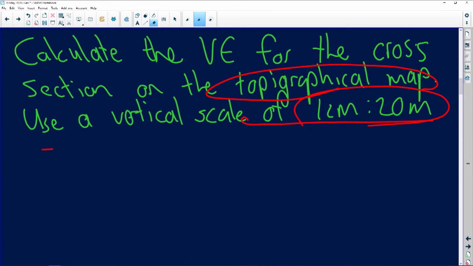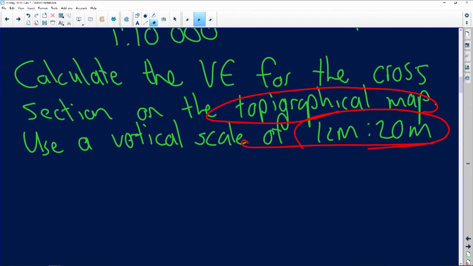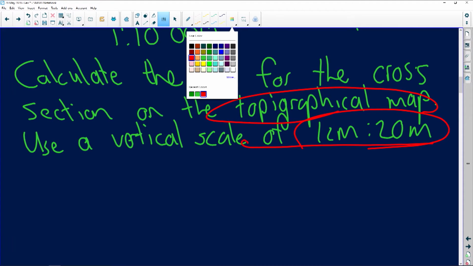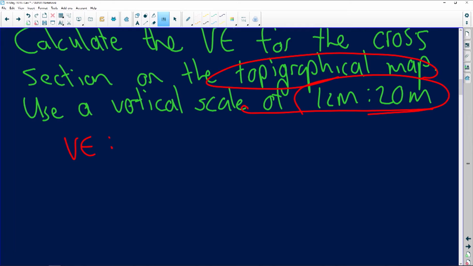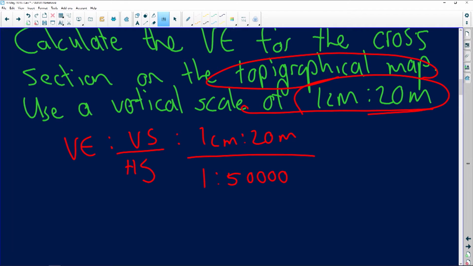So the question is: vertical exaggeration of the cross section, using a vertical scale of 1 centimeter represents 20 meters. Vertical exaggeration equals vertical scale over horizontal scale. The vertical scale is 1 centimeter represents 20 meters. And what's our horizontal scale? Because it's a topographical map, it's going to be 1 to 50,000. So basically our formula is complete.